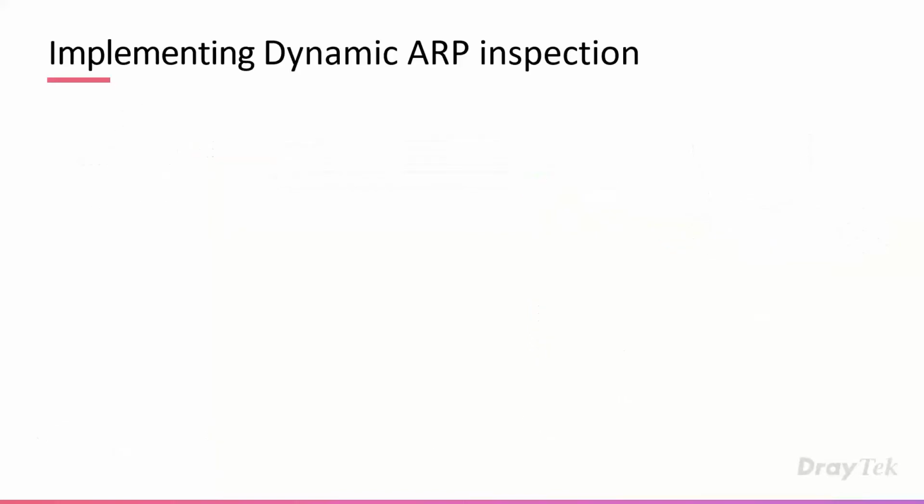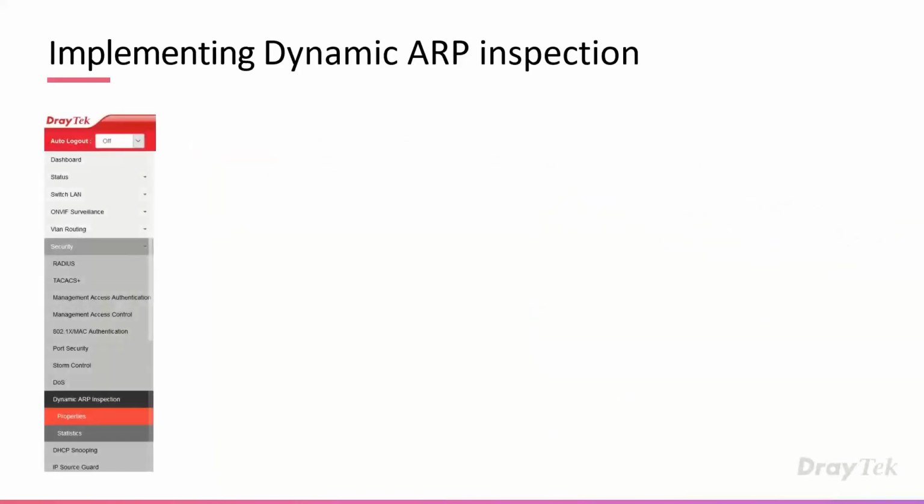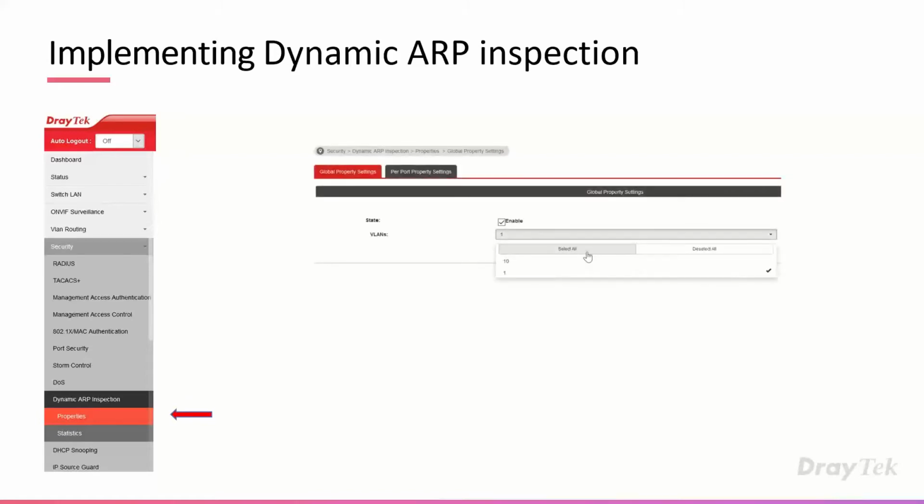Let's have a look at how we implement that on the switch. Back to security, under dynamic ARP inspection, on the properties global settings, we select the available VLANs, or the VLAN that we want to apply dynamic ARP inspection on. Enable the state, and then move to per port property settings.